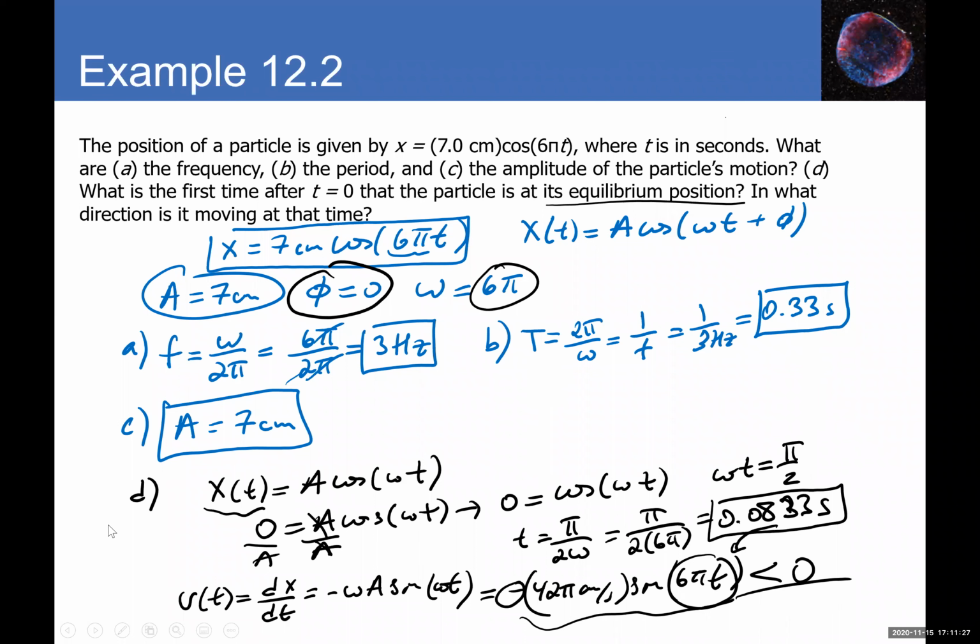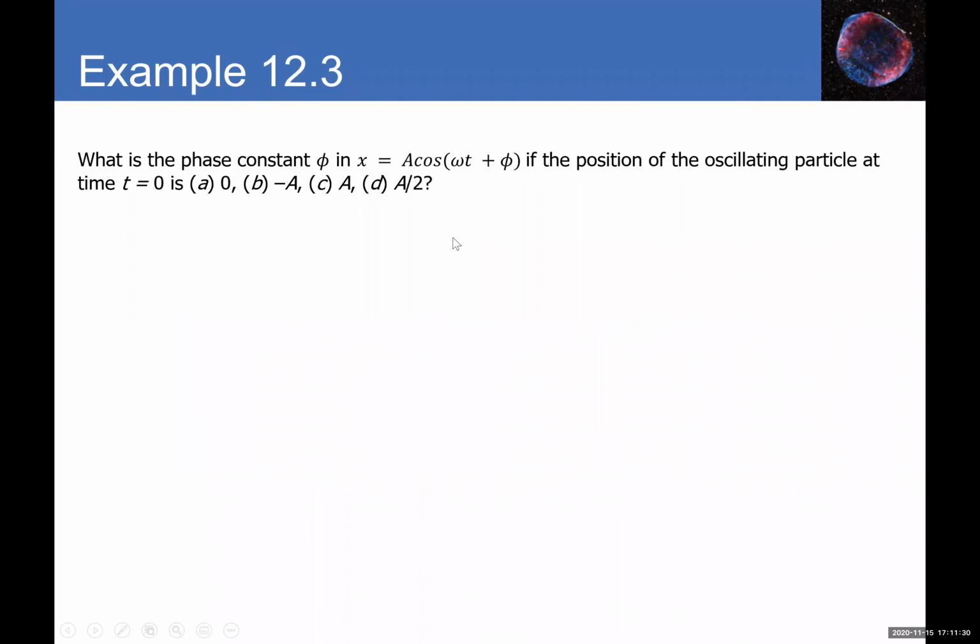All right, so let's look at the next example. This is the example that I promised, in terms of finding the phase constants for different positions. It says, what is the phase constant phi in the equation x equals A cosine of omega t plus phi if the position of the oscillating particle at time t equals 0 is 0, negative A, or some half A, where A, remember, is the amplitude. That means we want to know the values of the phase constant phi if your timer starts at different positions.